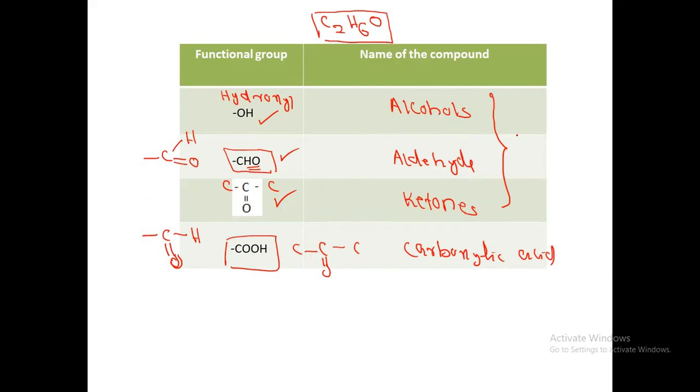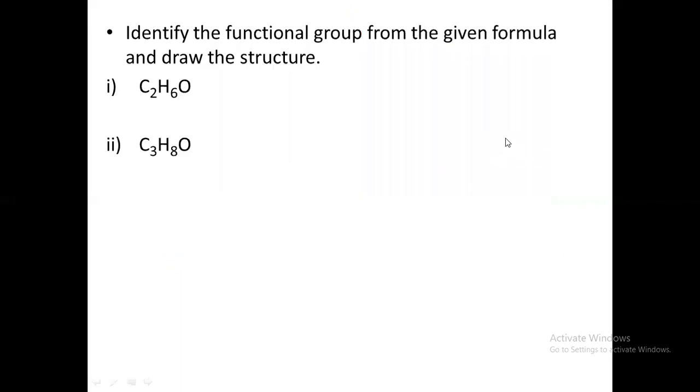So how do we decide whether it is an alcohol, aldehyde or ketone? That's what we are going to discuss in this video. We'll learn it through a simple technique. Suppose the question is this: identify the functional group. Along with that, they will also ask to draw the structure of the compound or the electron dot structure. If we know the structure, you can easily draw the electron dot structure.